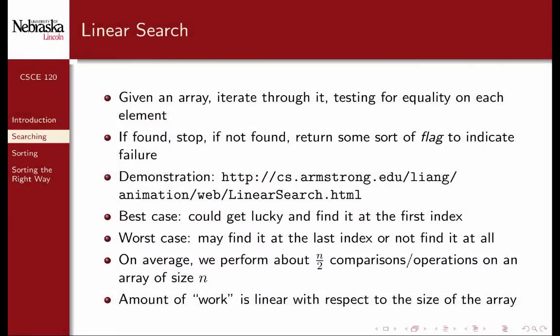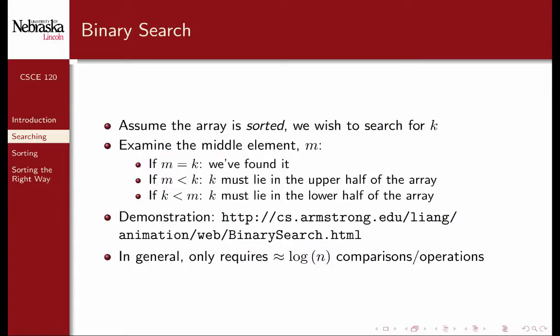In the demonstration, we only had to look through about a third of the array before we found it. In the best case, we could get really lucky and find it at the first element. In the worst case, we may end up finding it at the last index, or we may not find it at all. On average, we would perform about n divided by 2 comparisons or operations on an array of size n. The amount of work is linear with respect to the size of the array, thus the name of the algorithm, linear search.